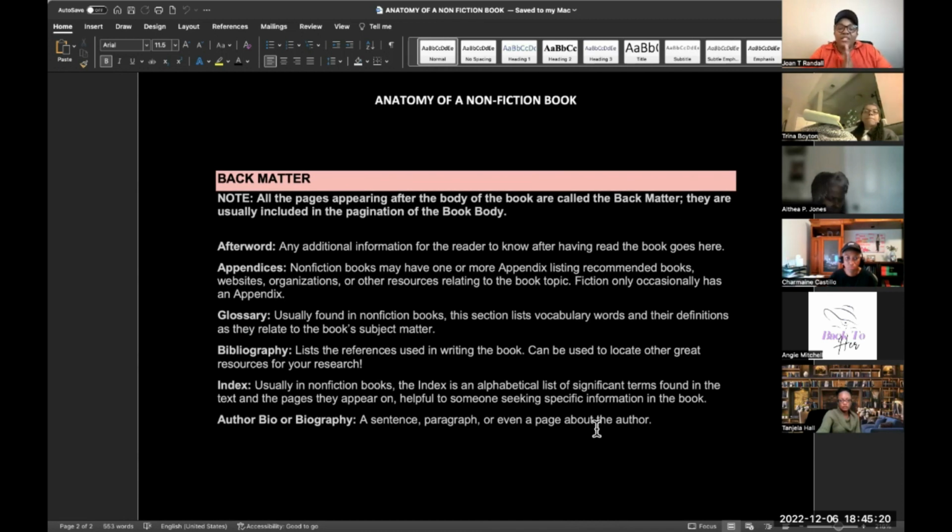All the pages appearing after the body of the book. So now you write your introduction, you write your 10 chapters, your book is done, like done. The end. Okay. So now other things come after the end of a book. Some books just end like that, and that is it, right?